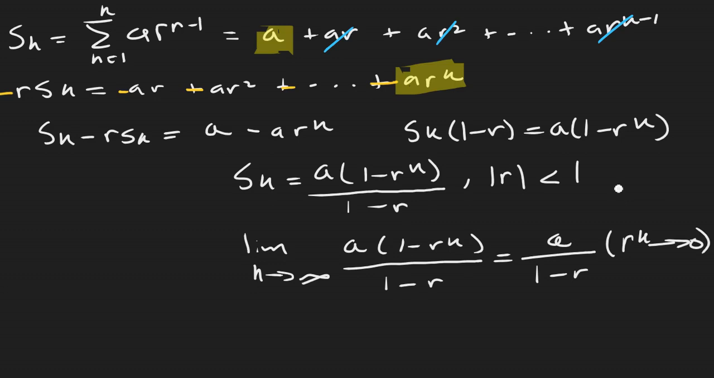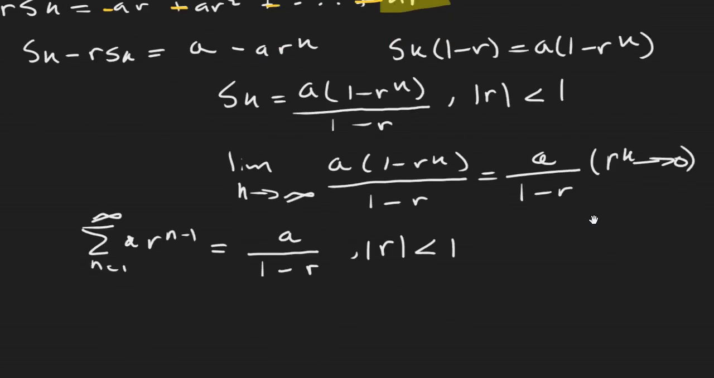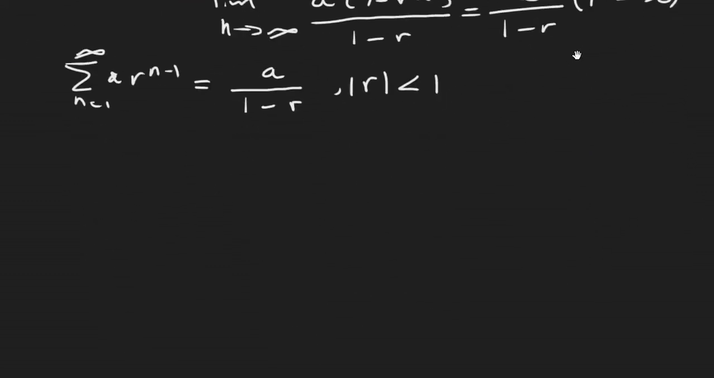So essentially the series, the sum from n equals 1 to infinity of a times r to the n minus 1, converges to a over 1 minus r, but that's given that the magnitude of r is less than 1. Okay, well, how does that help us?